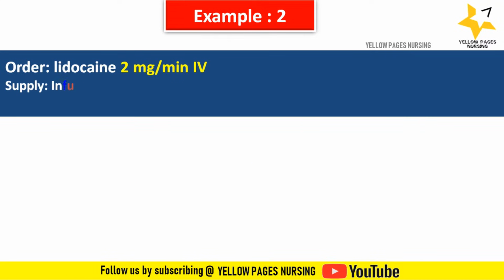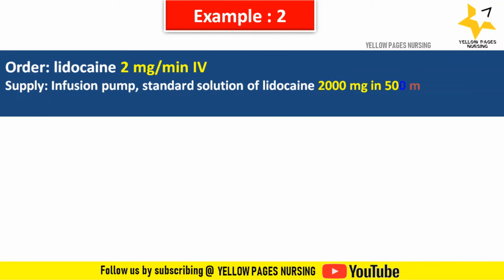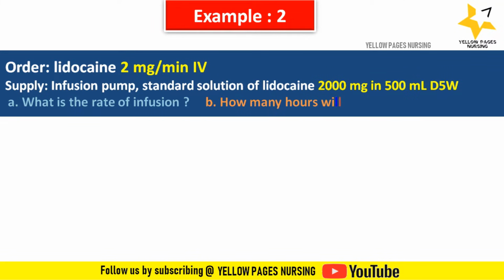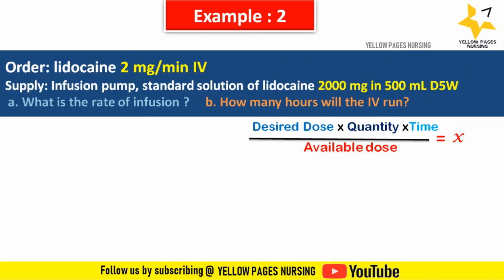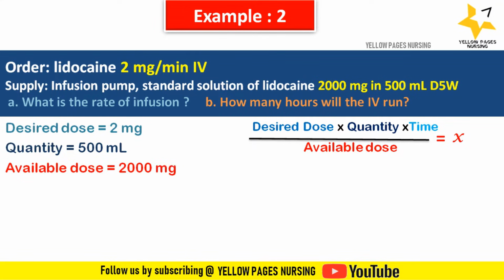Next example, doctor's order: lidocaine 2 mg per minute IV, supply infusion pump, standard solution of lidocaine 2000 mg in 500 ml D5 water. What is the rate of infusion? How many hours will the IV run? The formula will be desired dose multiplied by quantity multiplied by time divided by available dose, which gives X. Here the desired dose is 2 mg, quantity is 500 ml, available dose is 2000 mg, time is 60 minutes.